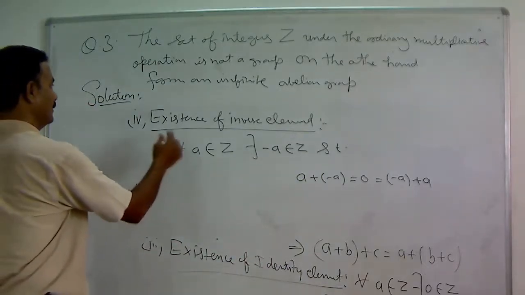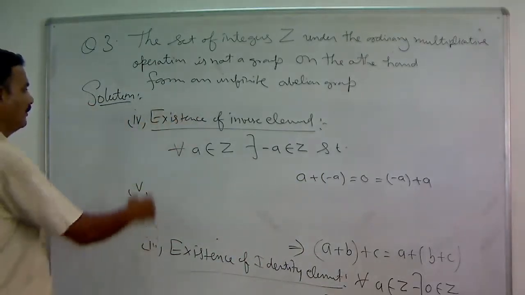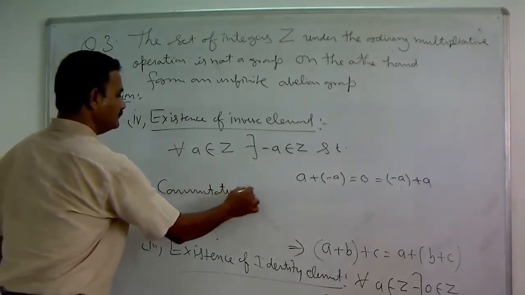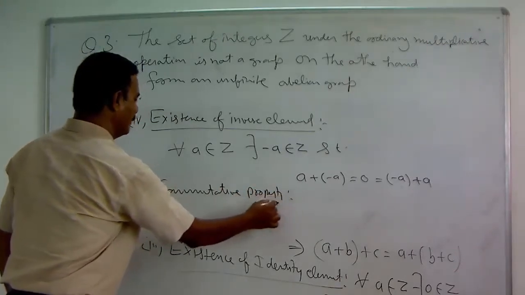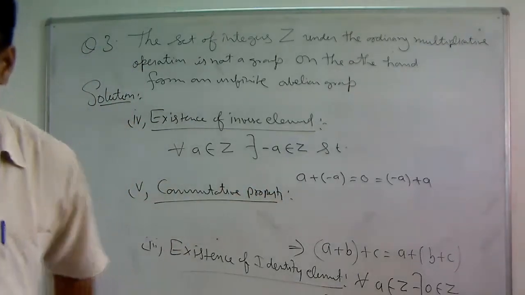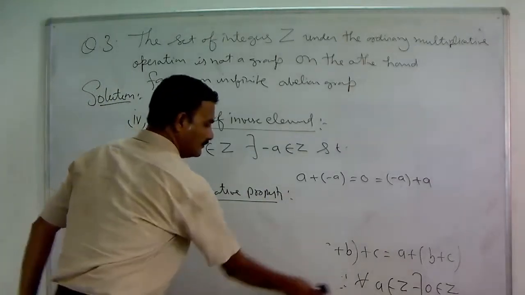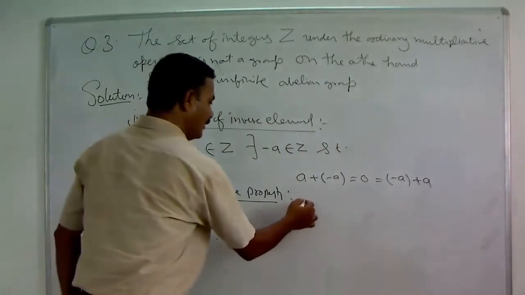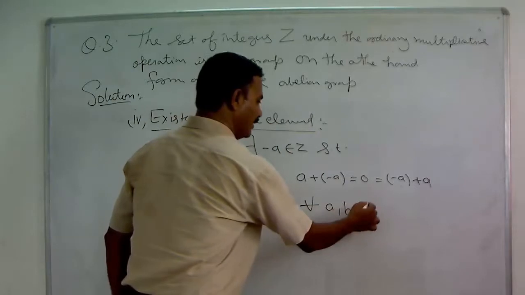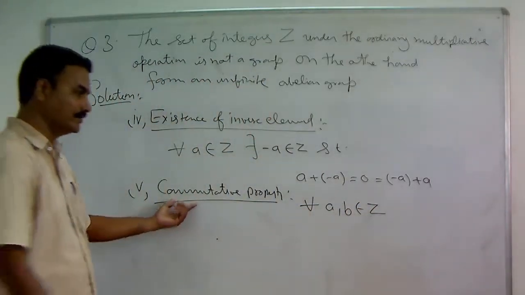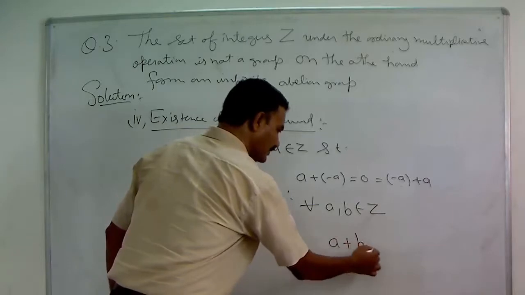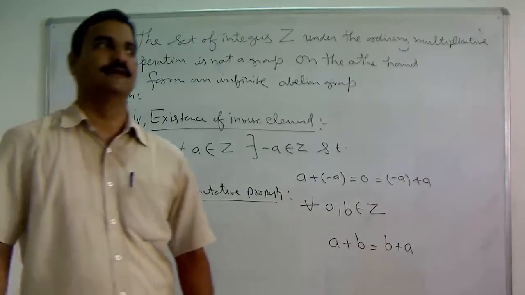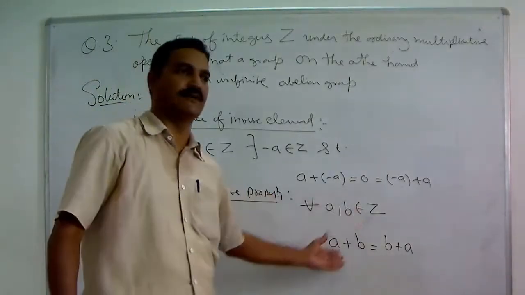The final property is commutative property. For any two members a, b belonging to Z, according to commutative property, a plus b is equal to b plus a. And this is true for Z, because it is true for real numbers also, and Z is a subset of real numbers.